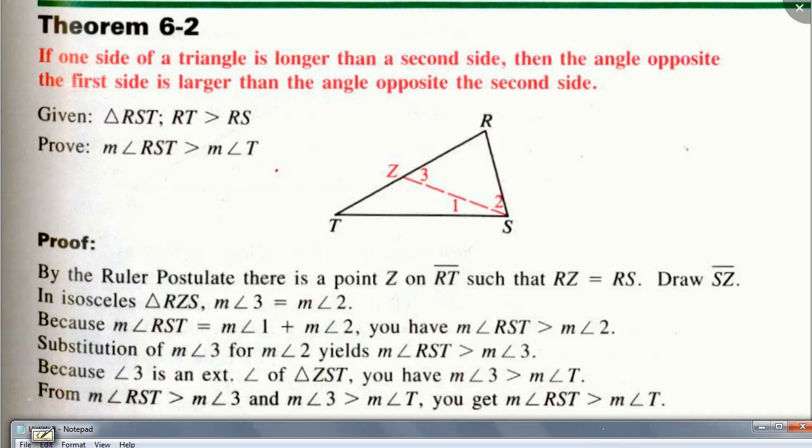By the property of inequality. Is this because of transitive? No. Is it because of substitution? I heard a lot of people saying that. It's because of the property of inequality.